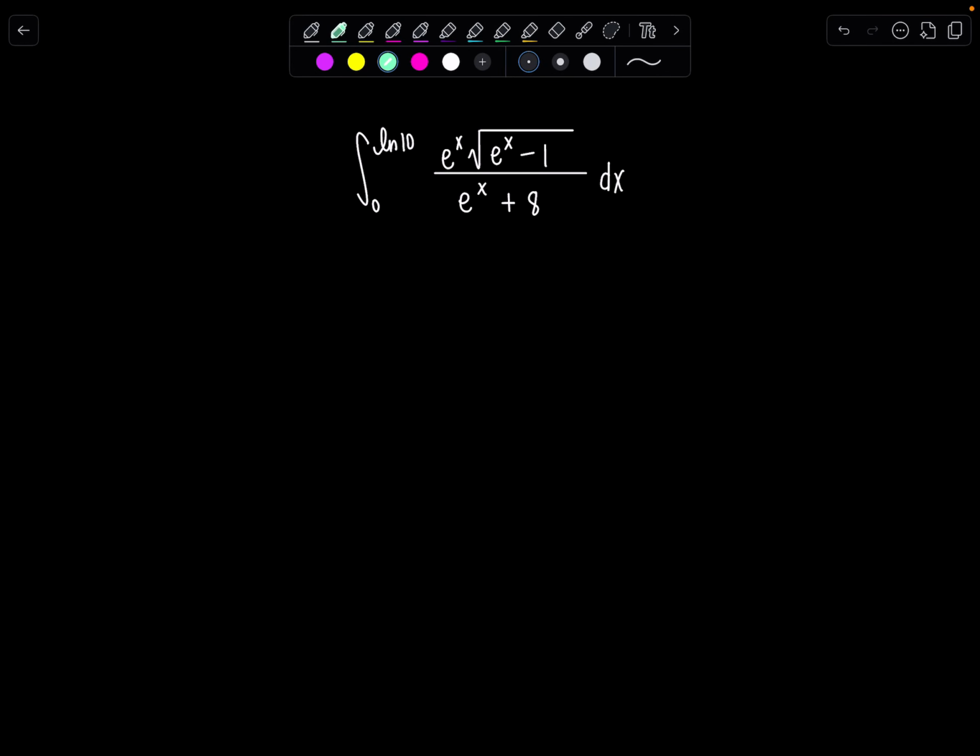Here is your latest integral of the day. We have the definite integral from 0 to the natural log of 10 of e to the x times the square root of (e to the x minus 1) over (e to the x plus 8) dx.